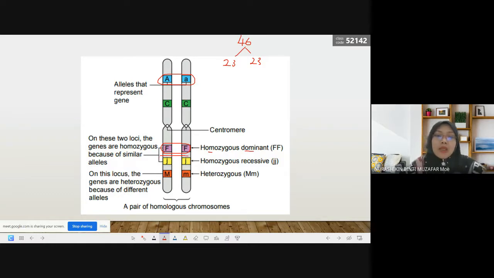Yang ni homozygote recessive. Kalau homozygous recessive, small j. Kenapa dia homo? Because dia same, small. Kalau one big, one small, dia tak jadi homo dah. Dia jadi hetero. So that's why dia kata yang ni, on this location, locus, the genes are heterozygous because of different allele. One big and one small. But there are still a pair of alleles. Cuma dia hetero. Satu big, satu small.